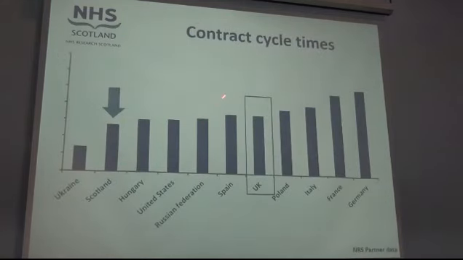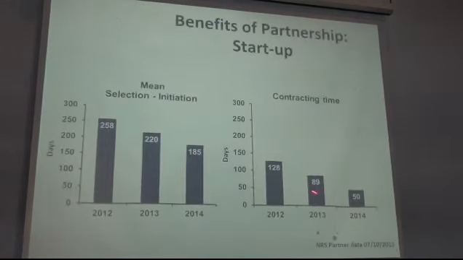And that means, actually, we're not best in the world, we're second best in the world. Ukraine apparently is better than us. But these are our contract cycle times, and you can see that it works. In terms of contracting time, we're down to about 50 days. R&D approvals now take 12 days.